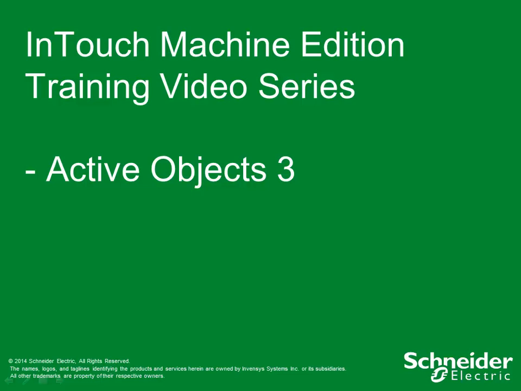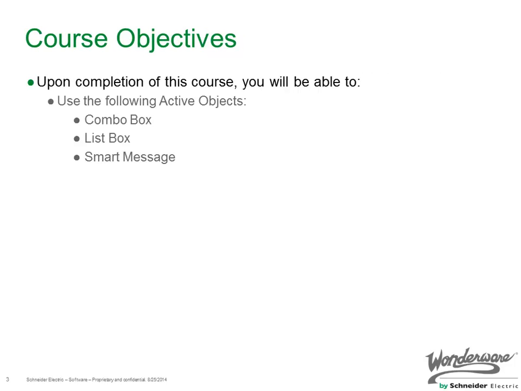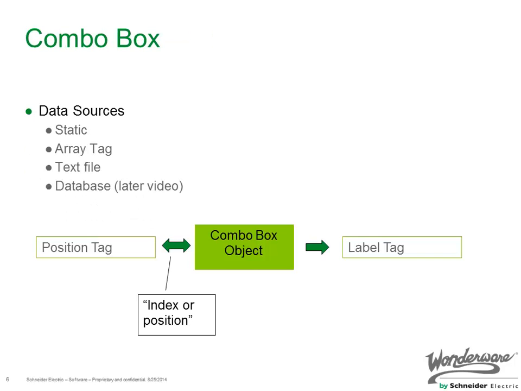This is Active Objects 3, the third installment of the Active Objects within InTouch Machine Edition. Today we're going to cover the remaining three active objects. And what objects are those? Those are the combo box, which is a drop-down list, the list box, and the smart message. We're going to cover data sources in the combo box, which are several, the list box, the smart message, and the three different types of smart messages that are contained within that object. So let's go ahead and get started.